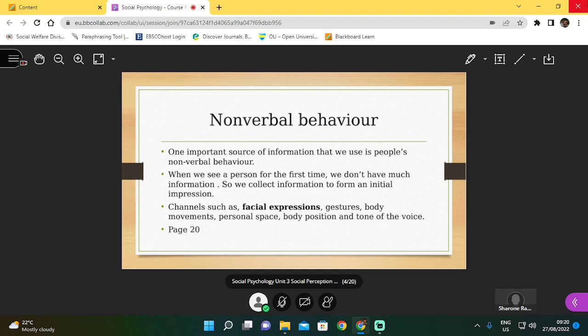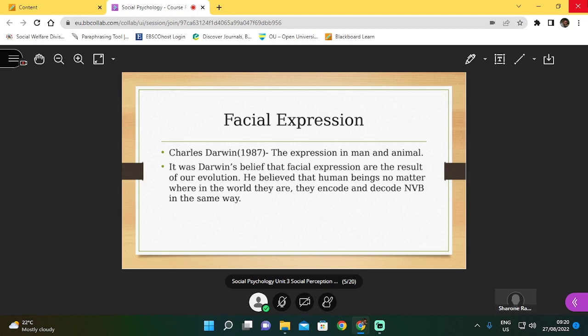And people can infer so much about everyday people. So non-verbal behavior is something very important.